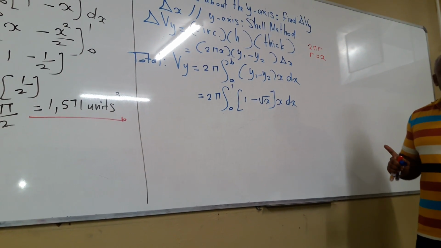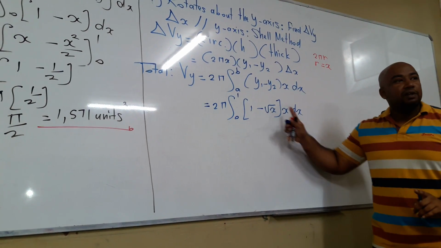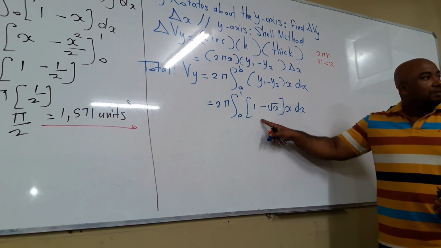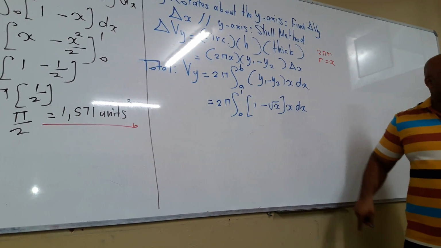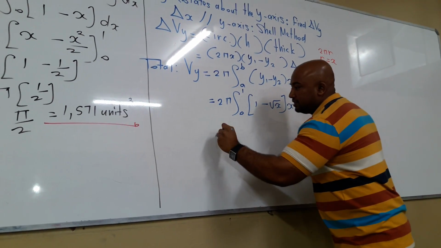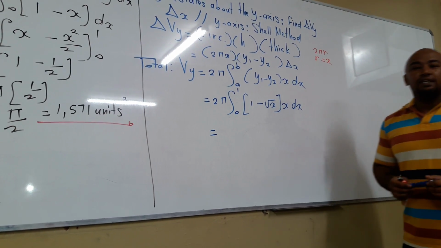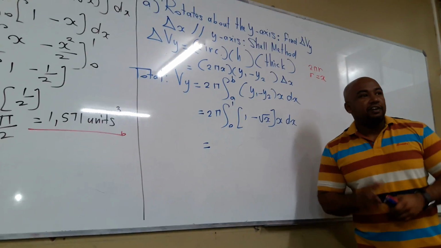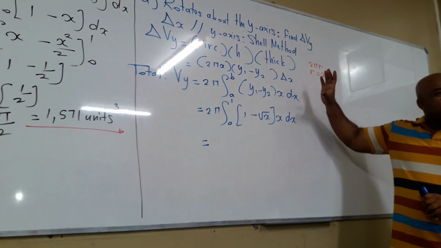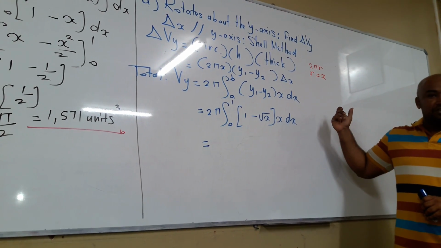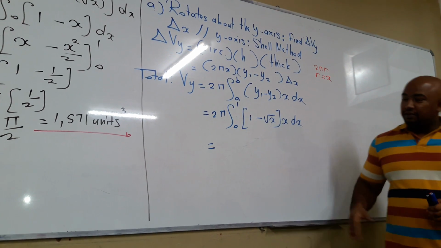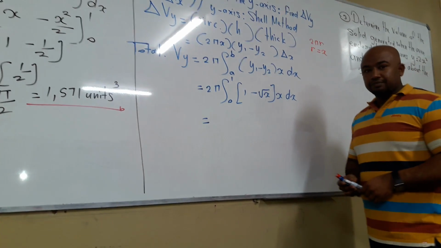So from here, what do we need to do? We have to simplify first. We need to multiply, and then we're going to integrate. Let me give you 2 minutes to do the easy part. Okay, the difficult part is to choose which is the correct formula to use. So now, let me give you 2 minutes to do this.